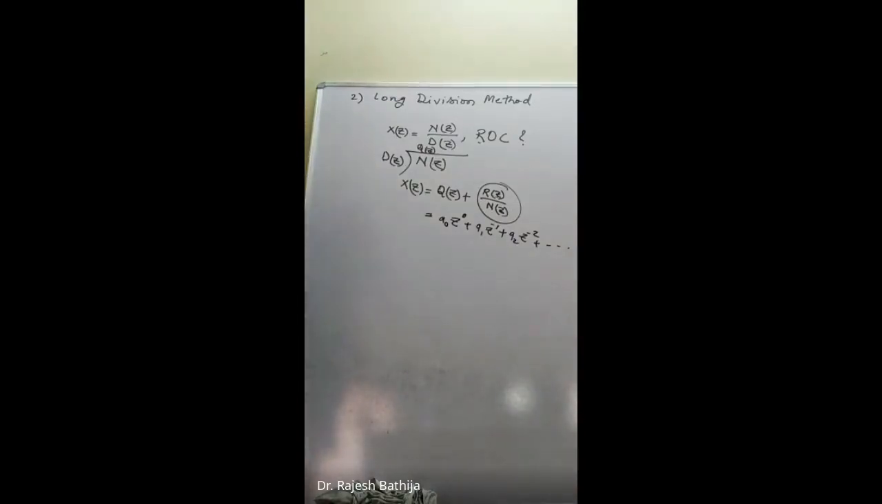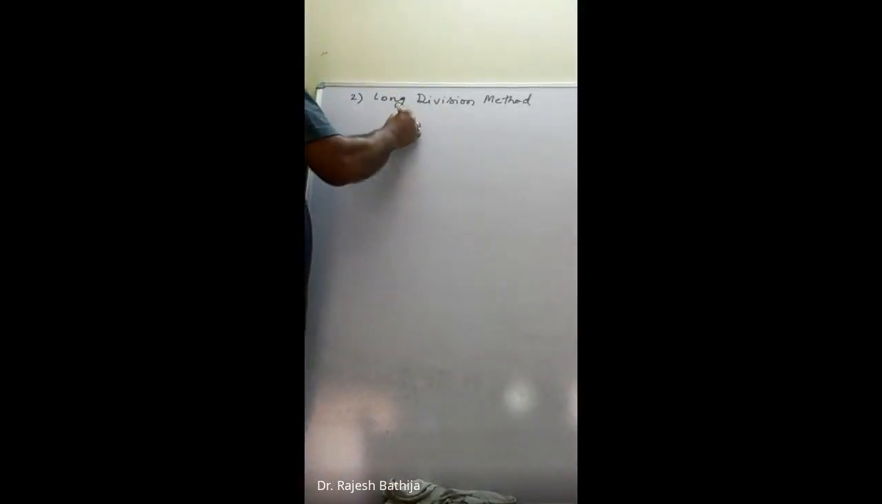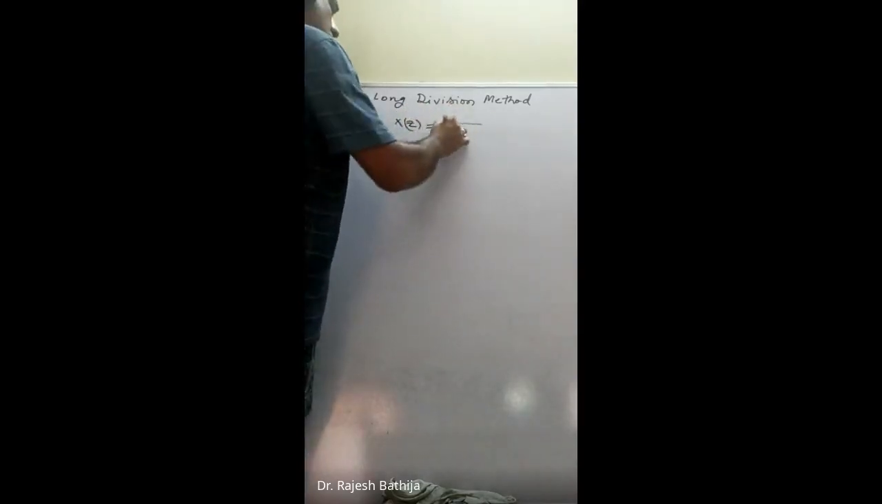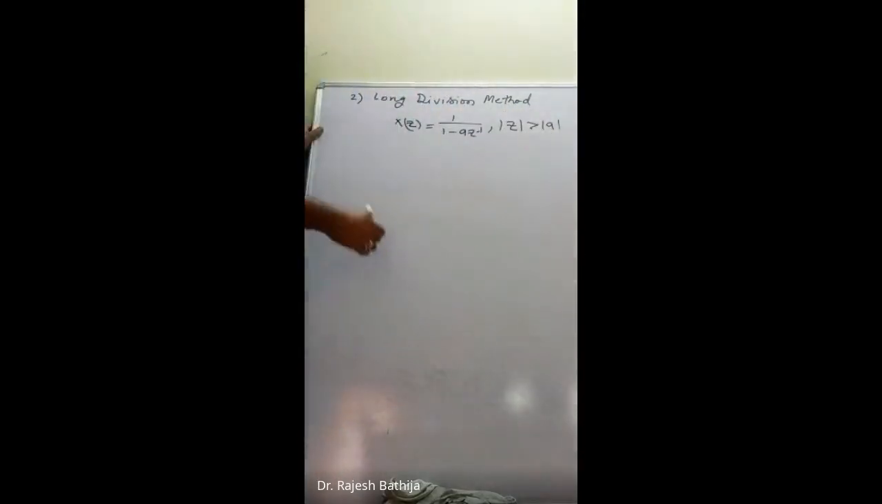To understand this method in a better form, we will take an example. Suppose we have x of z equal to 1 over 1 minus a z inverse with mod of z greater than mod of a. Although we know the result of this from the first lecture, the result was x of n equal to a to the power n. So let us see how it will come.